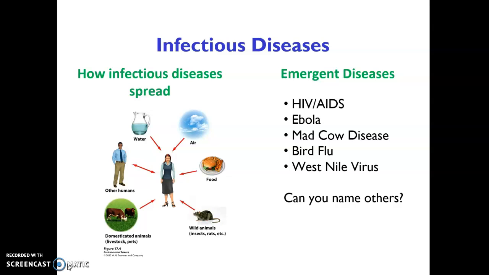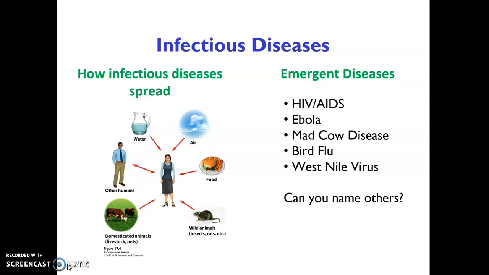So some infectious diseases may not spread as rapidly as others, and some infectious diseases, such as the common flu, may still be fatal to some individuals, but are less fatal than other diseases such as Ebola.